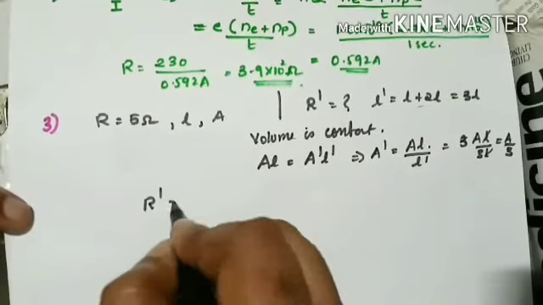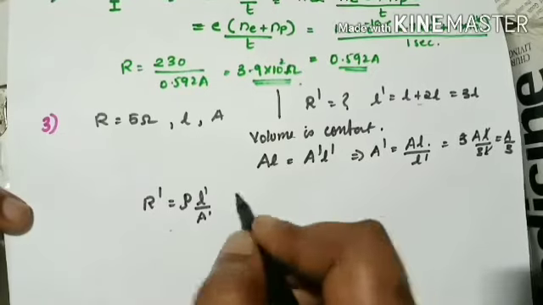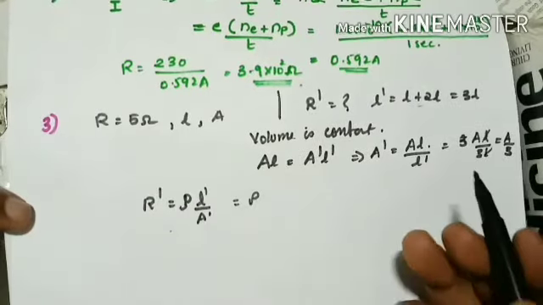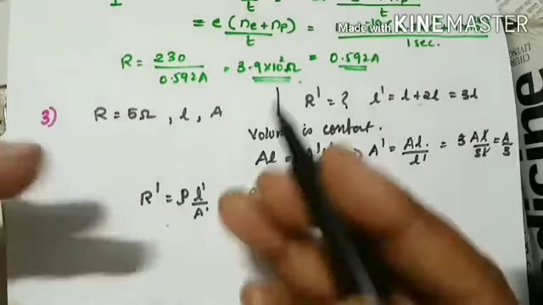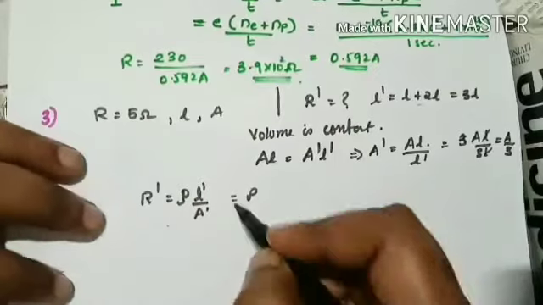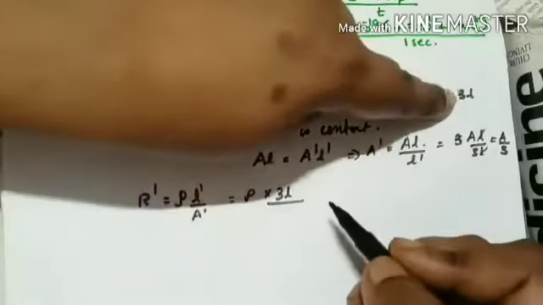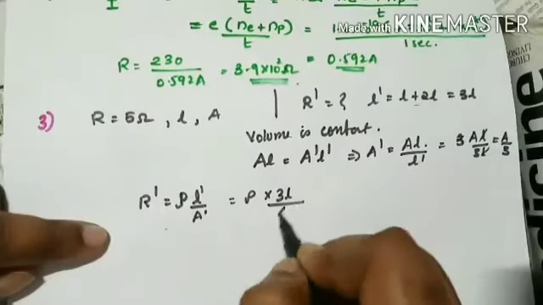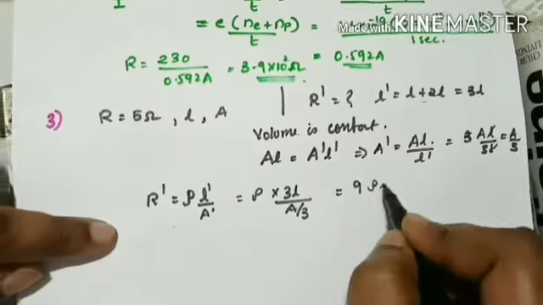So R dash is equal to rho into L dash by A dash. The resistivity of the material is not changed, right? Because the material is not at all changing. Rho into L becomes what? 3L, the new length L dash. Area becomes 1/3, so it becomes 1/3. So 3 goes up, it will be 9 rho L by A.